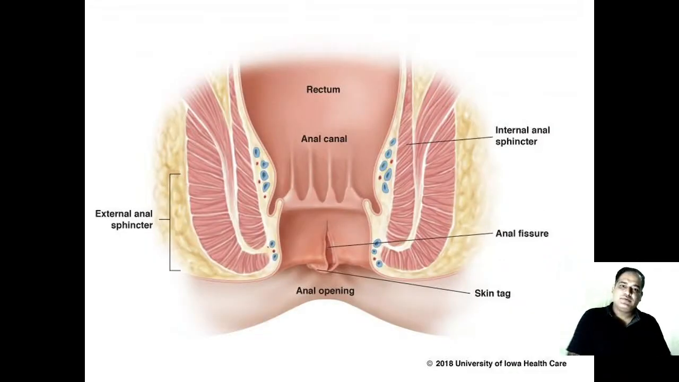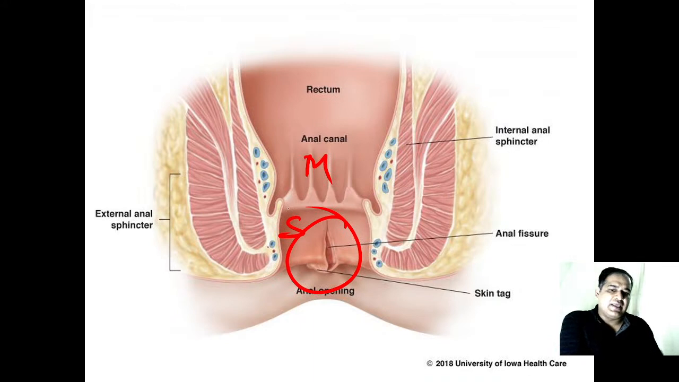You see here, this is mucosa and this is skin, and there is a cut in the skin, a canoe-shaped ulcer. A canoe-shaped ulcer is there in the skin. Right?